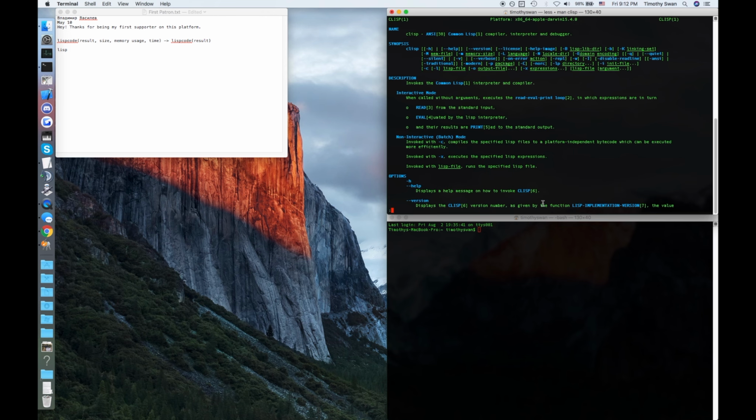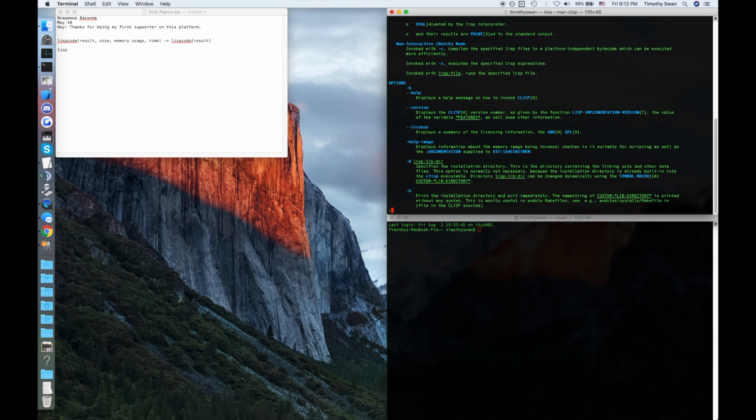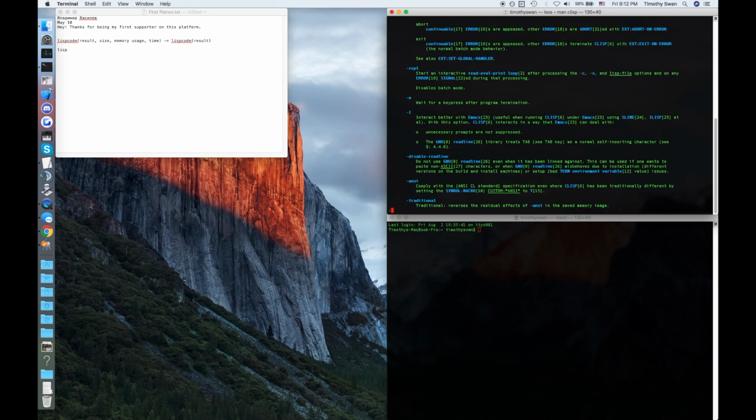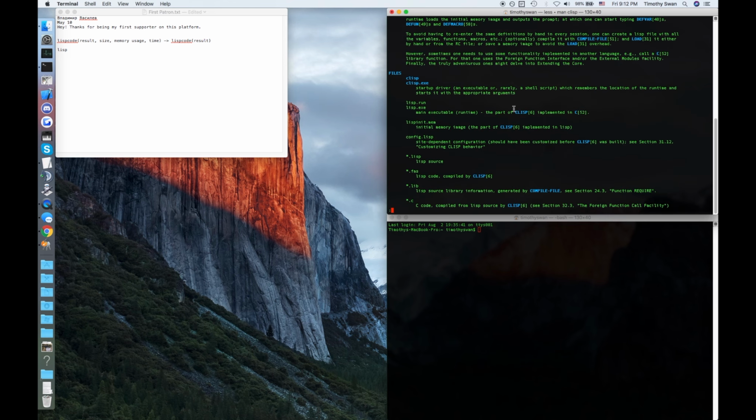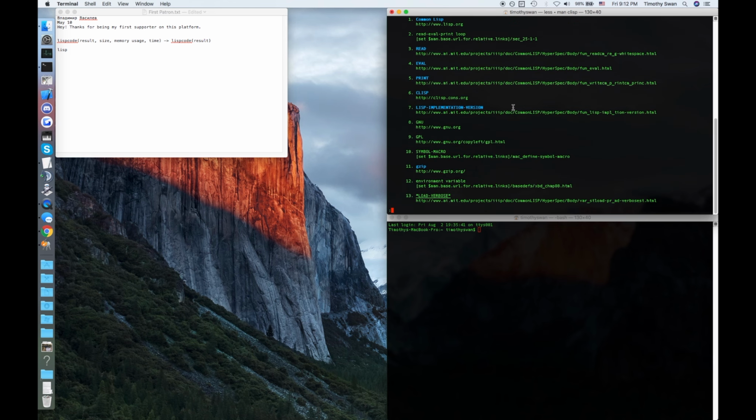So I got CLisp here, where the Lisp stands for Common Lisp. This is its man page. I am so bad at reading man pages. I never would do it my whole life. I don't know why.